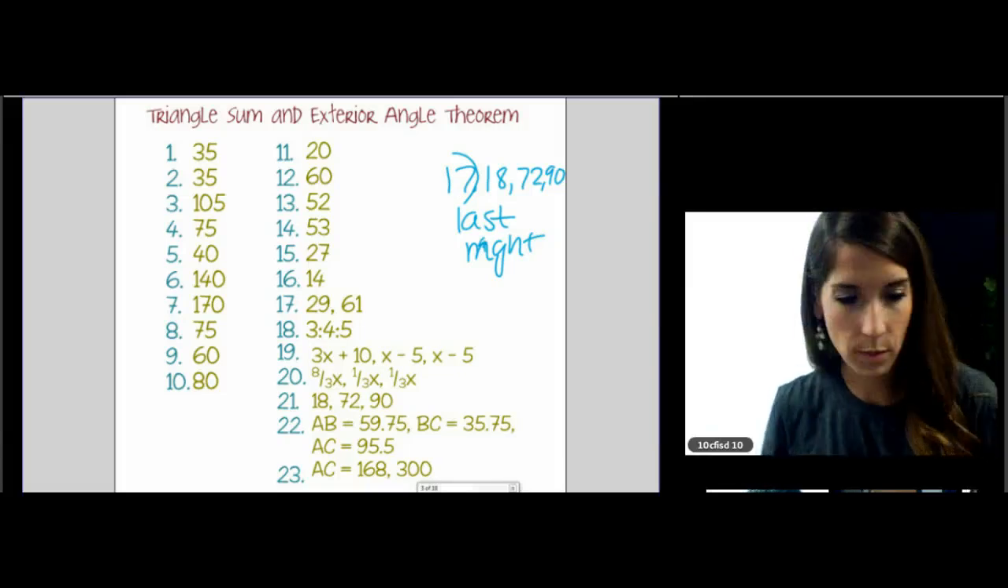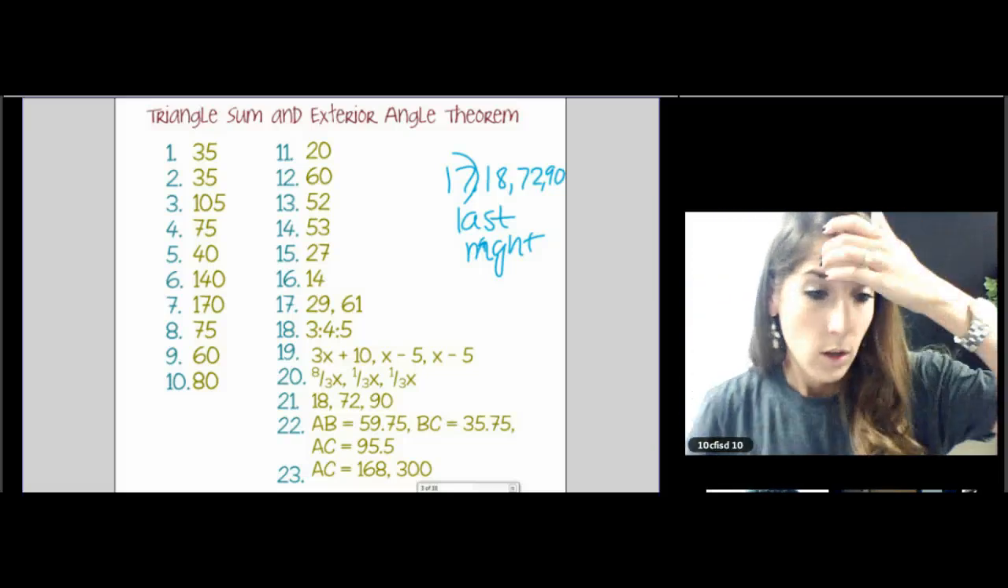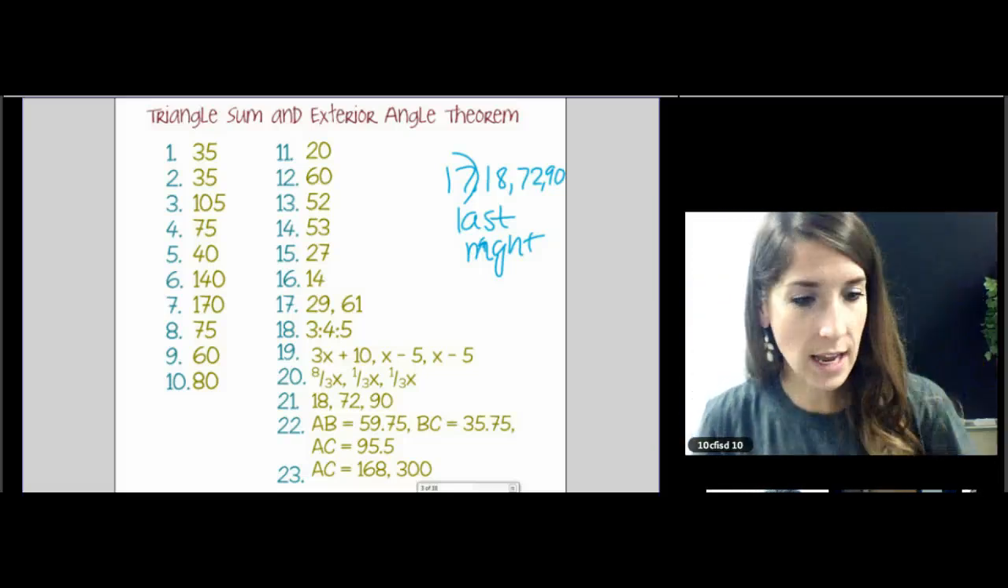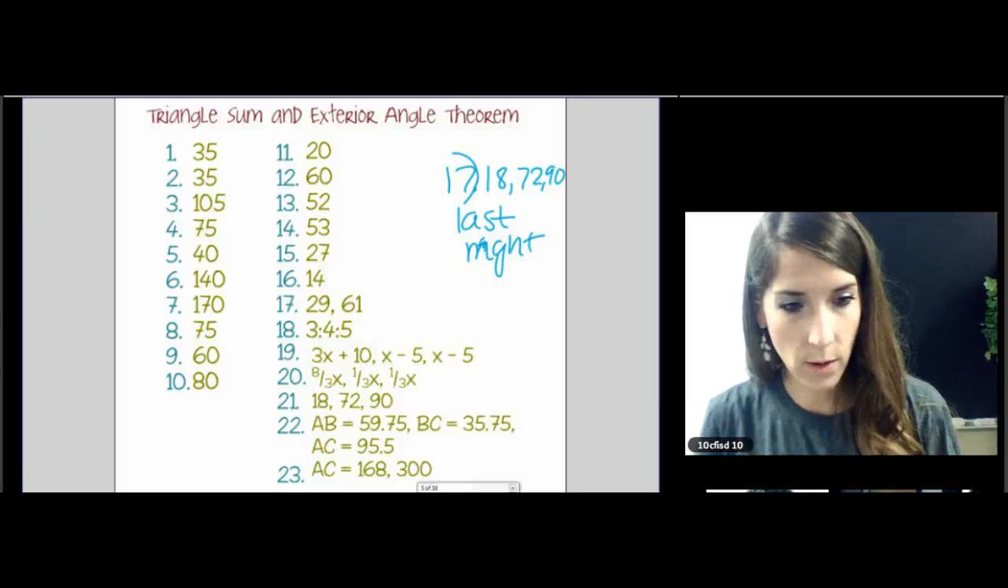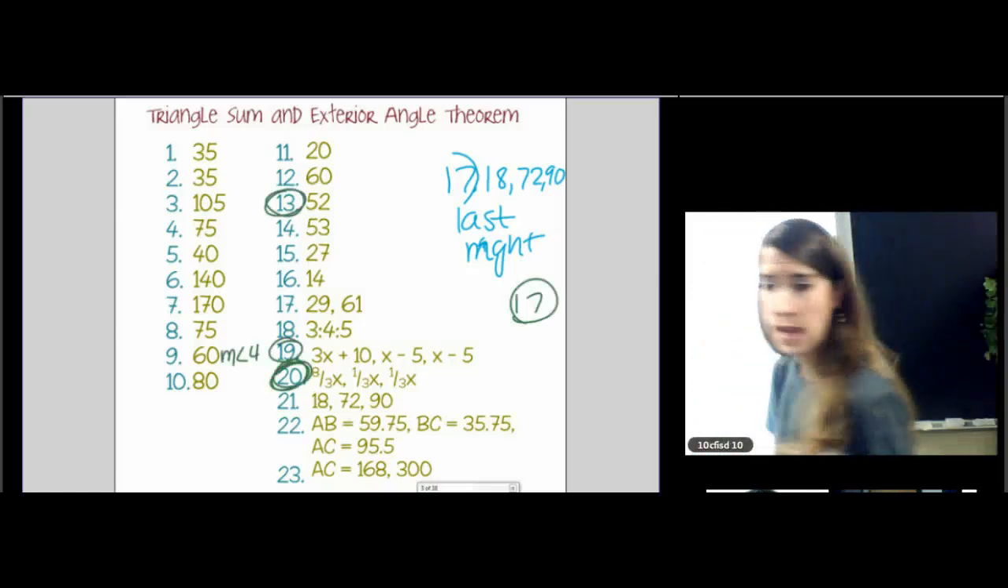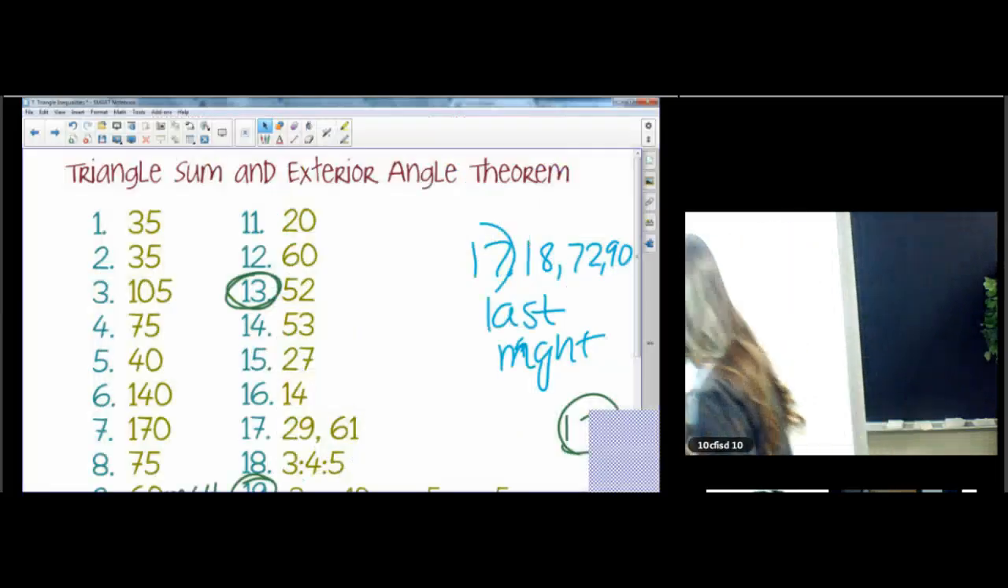What about tonight's homework? Which ones would you like me to go over? Quan, you want me to go over 17 from last night? Okay, I'll do that one. What else? So we're going to begin with number 13. I think on number 13 is when we're using our new rule.